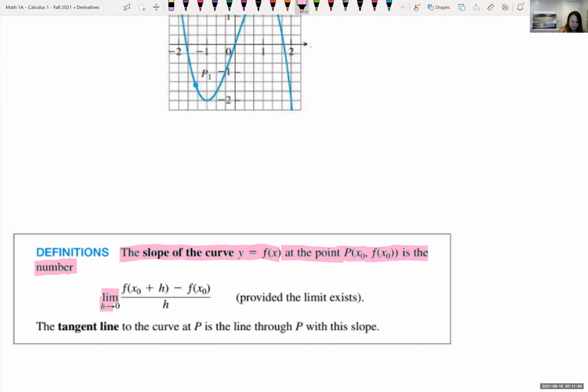when we find the limit as h goes to 0 of f of x sub 0 plus h minus f of x sub 0 all over h. We have to state provided the limit exists. It's possible it doesn't exist, and we'll talk more about that later. So the tangent line to the curve at P is the line that goes through P with this slope.